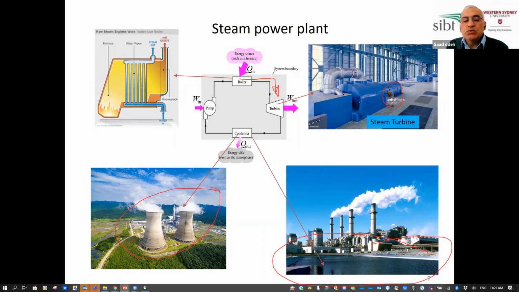So we have two types of devices or components here. Either we use the water from a lake or from a river to reject heat to it, or we use cooling towers. These towers are actually huge, as you can see, very big towers, and the air coming from underneath goes through the towers and leaves from the top.